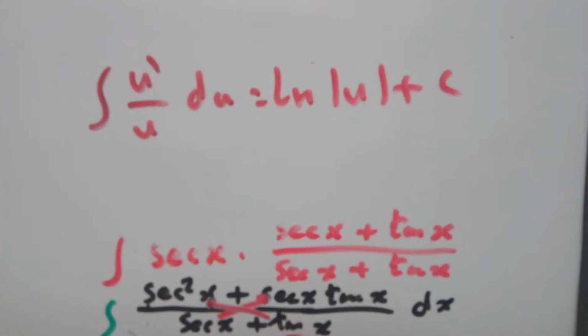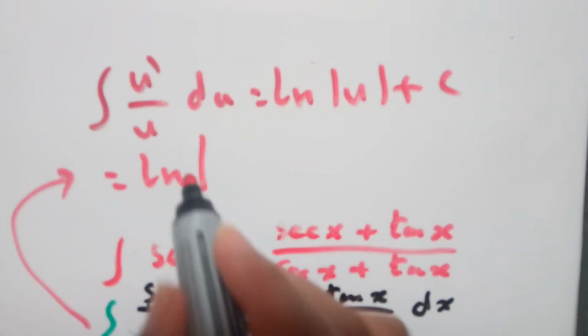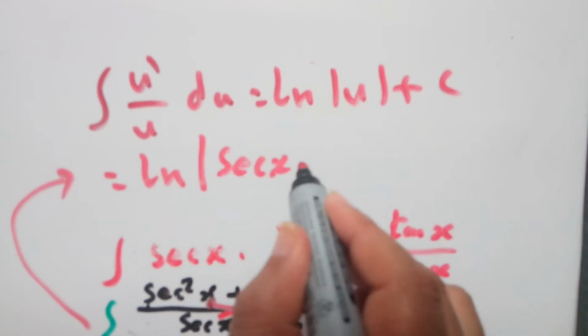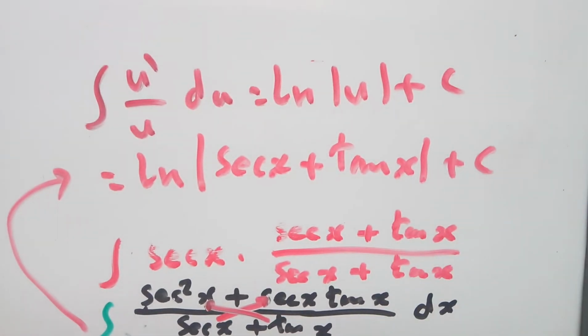Now the derivative for tangent is secant square. The derivative for secant is secant tangent. Then up derivative, down the function, so this is ln absolute value for secant x plus tangent x plus the constant of integration. Okay.